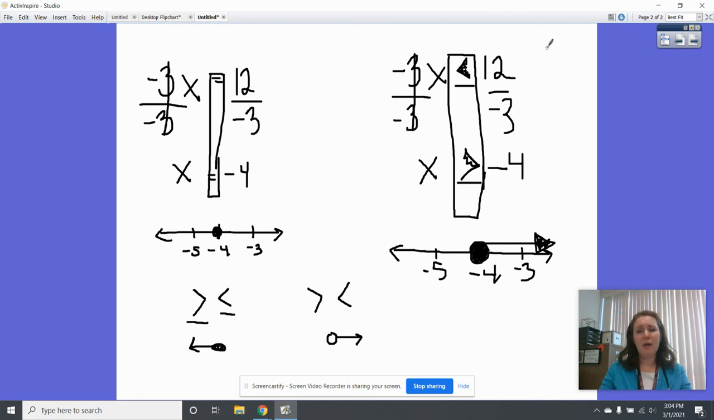Now, I will point out that changing the sign is only for multiply and divide. If I like subtract a 3 on both sides or something, that does not change the direction of the sign. Only multiplying or dividing. That is inequalities.